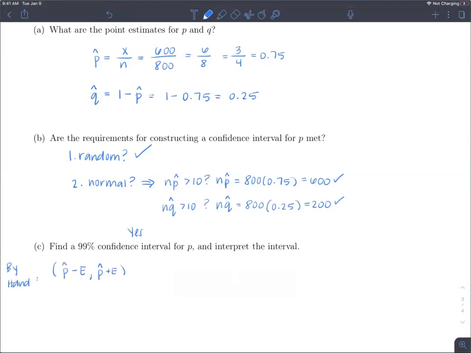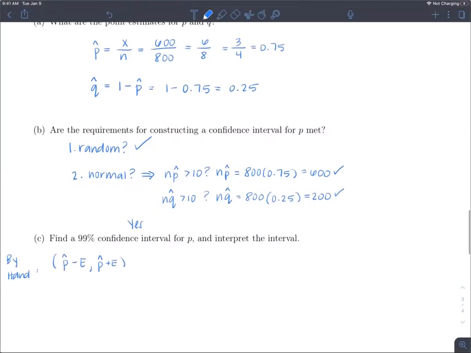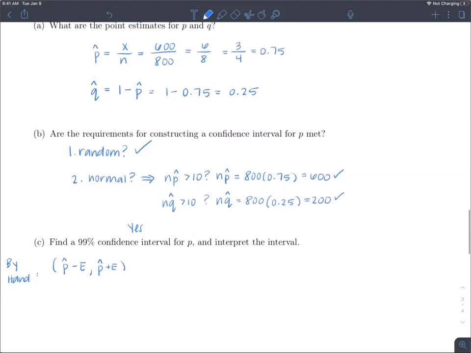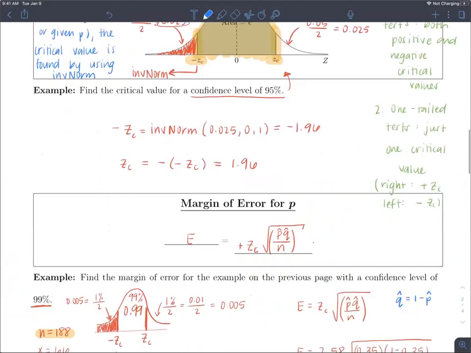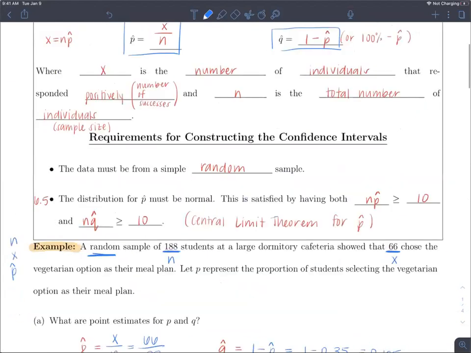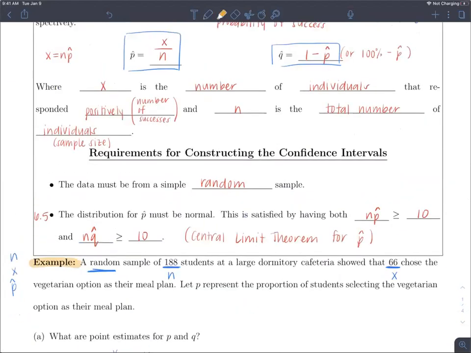Wait, somebody asked me if I can explain why they were satisfied again, so yes, I can. I'm going to scroll up real quick. The two requirements for constructing confidence intervals, this is what we had talked about on Monday. The first one is that it has to come from a random sample. The second one is that the distribution has to be normal. If n times p hat is greater than 10, and n times q hat is also greater than 10, then I know that the normality requirement is satisfied. Does that make sense?